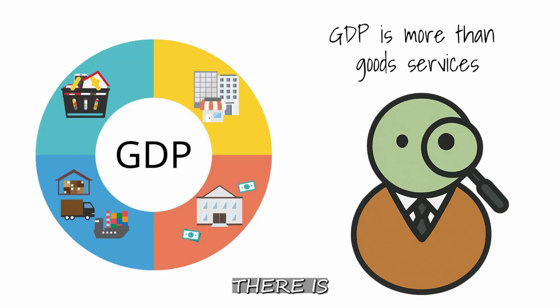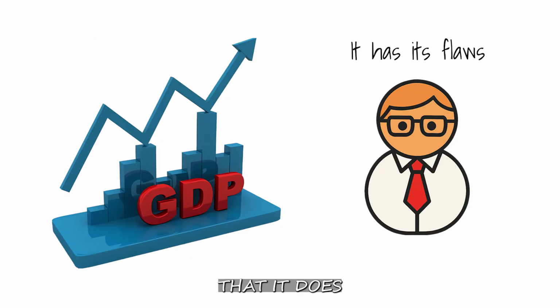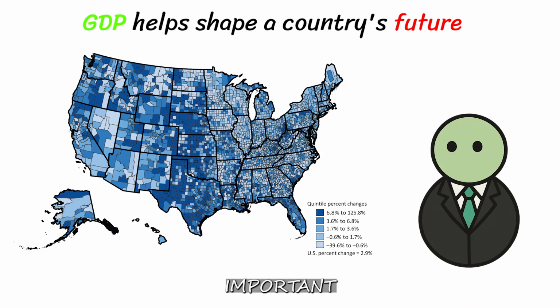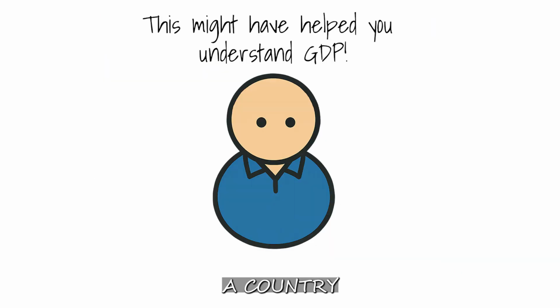With that in mind, there is much more to GDP than measuring the total value of goods and services that are produced by a country. When we look into it, you'd find that the main goal is to determine how healthy a country's economy is. Notwithstanding the fact that it does not consider all factors, GDP is quite important when it comes to determining government policies as well as the future trajectory of a country. With any luck, this will help you understand how healthy your country's economy is.